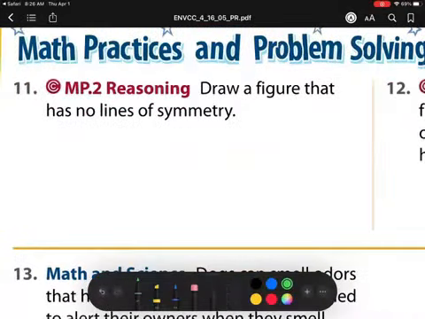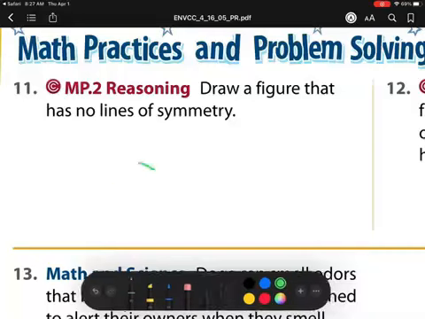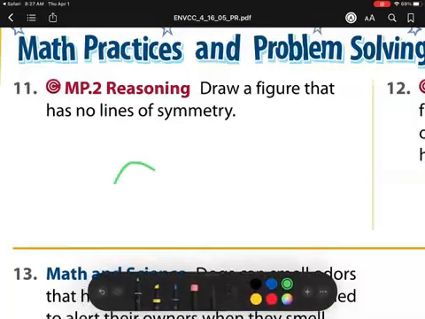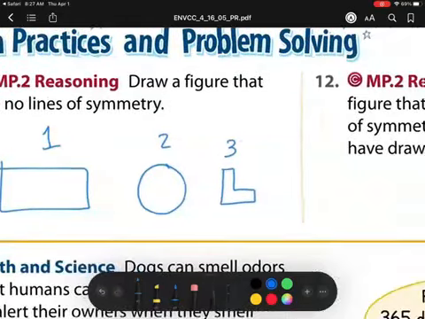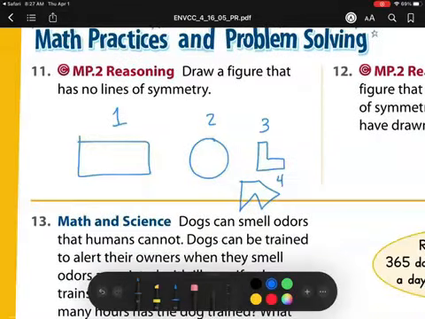So number 11 says, draw a figure that has no lines of symmetry. So that's pretty easy. It's not going to be a rectangle because we've done those many times. It's not going to be a circle. So we need to draw some shape where when we fold it, it's not going to match. So it needs to have some kind of piece that's like different than the other side. So would it be this rectangle? Could it be the circle? Could it be this guy right here? Or could it be this shape down here? 1, 2, 3, or 4. Which one has no lines of symmetry?